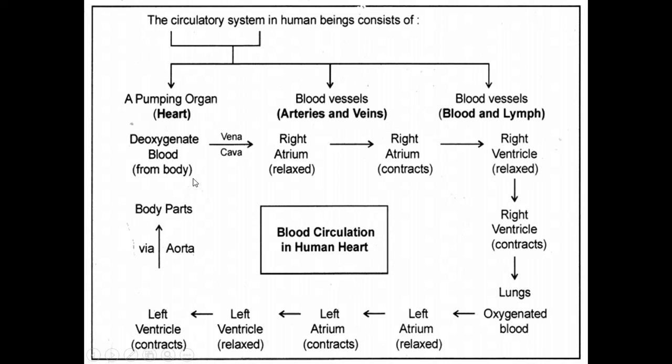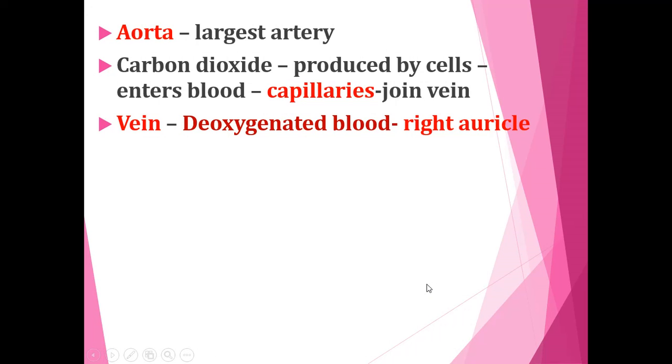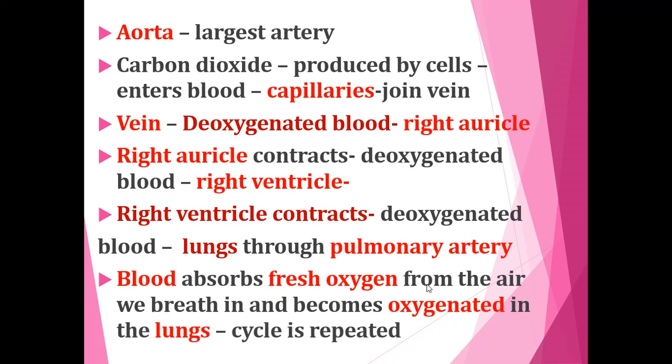The deoxygenated blood released from the cells of the body passes through the superior vena cava into the right atrium, and when the right atrium contracts, it is passed to the right ventricle. When the right ventricle contracts, it is passed again into the lungs, where carbon dioxide is removed. After that, when we breathe in, the fresh oxygen is absorbed by our blood, and again the oxygenated blood circulates. The cycle is repeated.